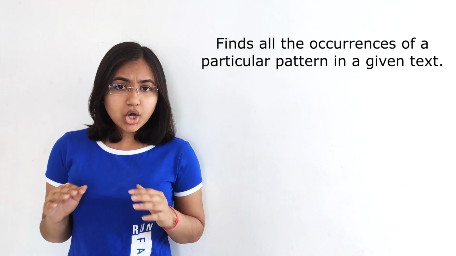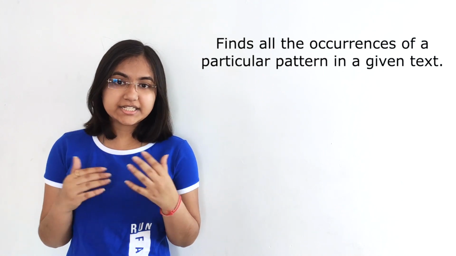Greetings everyone. My name is Tarshi Shalendra Singh and today we'll be talking about the Knuth-Morris-Pratt, or KMP, pattern searching algorithm. This algorithm is used to find all the occurrences of a given pattern in a text.